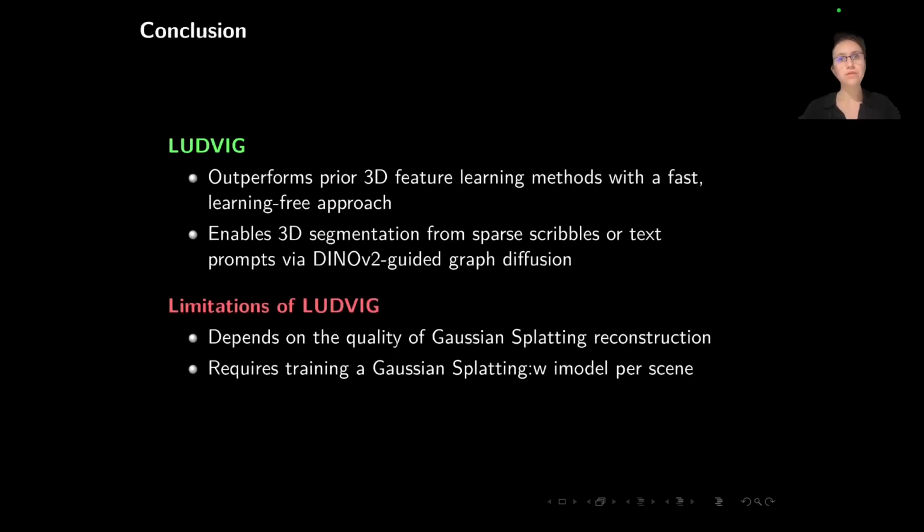To conclude, LUDVIG is a learning-free way to uplift 2D features into 3D Gaussian splatting scenes. It produces rich 3D semantic features that enable segmentation from sparse scribbles or text prompts, but limitations remain. We still depend on the pre-trained Gaussian splatting reconstruction, which may degrade with blurry or low-quality inputs.